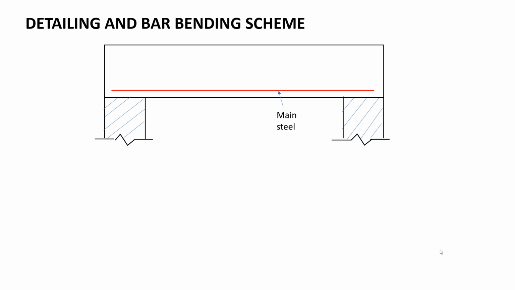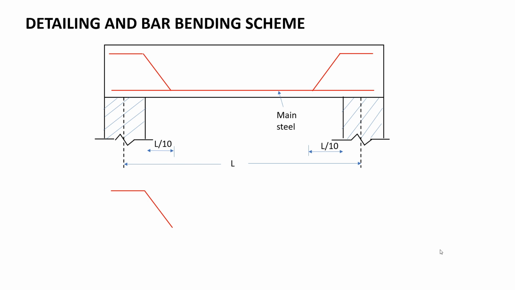Now as these slabs are simply supported, there is no negative moment at the supports, but there may be chances of developing a negative bending moment due to partial fixity and monolithic construction. So in order to take care of this negative moment, we will provide alternate bent-up bars at a distance of L by 10 from the face of the support. So we will provide the bent-up bars like this.